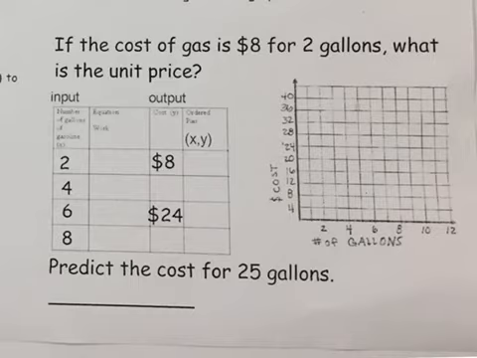So you first have to set up your rate. So we have $8 for 2 gallons. So our unit rate is going to be $4. It's $4 per gallon. Okay? So our equation is going to be y is equal to 4x.